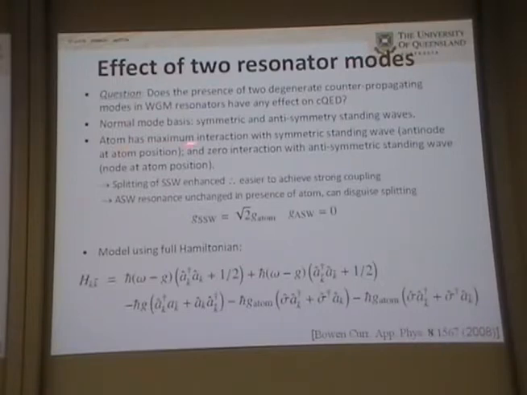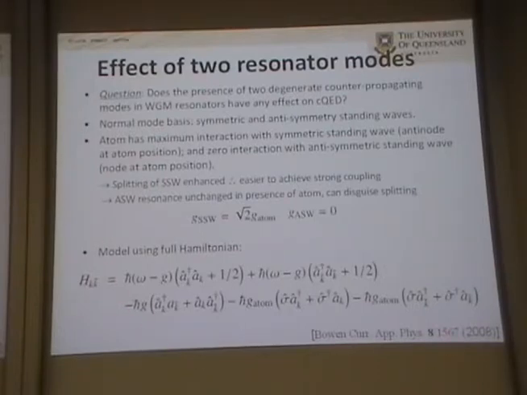But you can see the effect by, again, switching to the normal mode basis, so that you're looking at symmetric and anti-symmetric standing waves. The atom interacts maximally with the symmetric standing wave, and doesn't interact with the anti-symmetric one. So what that means is the splitting in the symmetric case is enhanced by a factor of root 2, because the electric field is enhanced by a factor of root 2. And there's obviously no splitting in the anti-symmetric standing wave case. So this is the basic effect. A factor of root 2 is okay. It turns out there are problems associated with that, and I'll talk about that in the next slide.